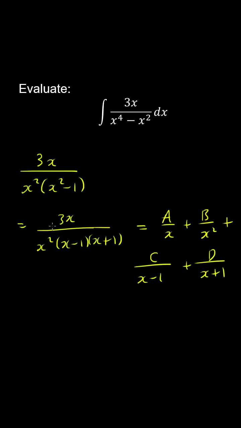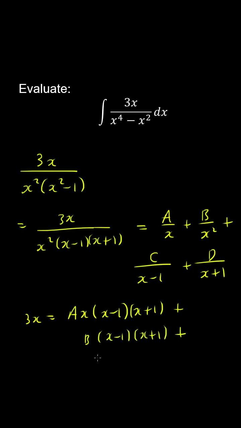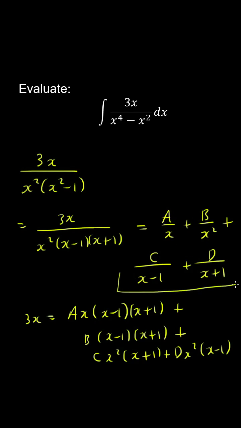And now we can multiply through by the denominator, so we get 3x is equal to Ax by x minus 1 by x plus 1, and then plus B by x minus 1 by x plus 1, and then plus C by x squared by x plus 1, and then plus D by x squared by x minus 1. And now you can set x is equal to 1, x is equal to minus 1, and equate coefficients, and you'll be able to get these constants, and the integral becomes a lot easier to evaluate.